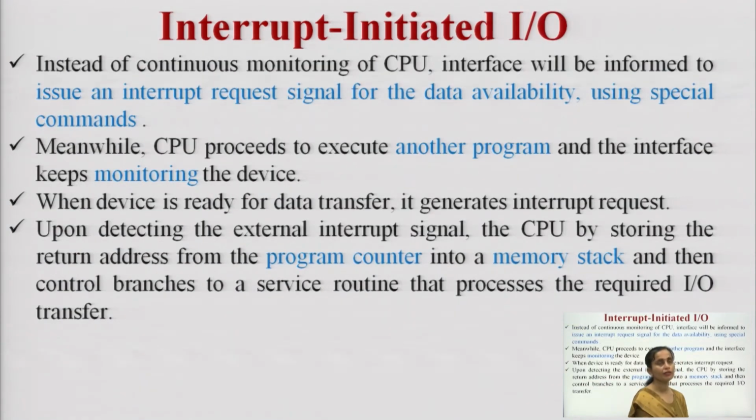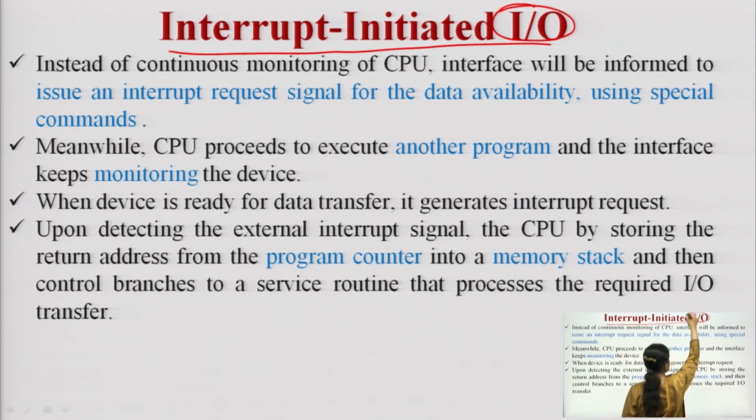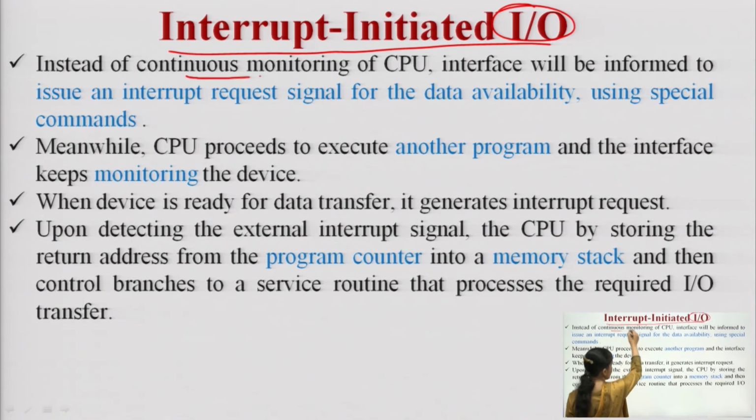Now, move on to the second method, that is interrupt initiated IO. Interrupt initiated IO, as the name suggests, initiates interrupts whenever an IO transfer has to take place. Whenever an IO device is ready for data transfer, it will send an interrupt. So, rather than the CPU continuously monitoring, the interface should inform now. The interface should become the monitor now.